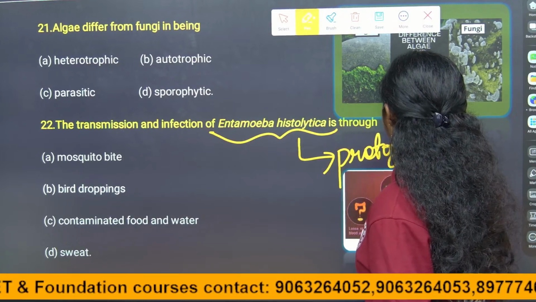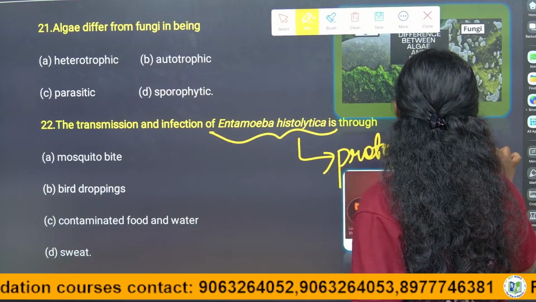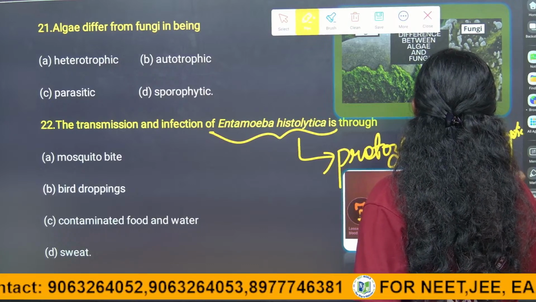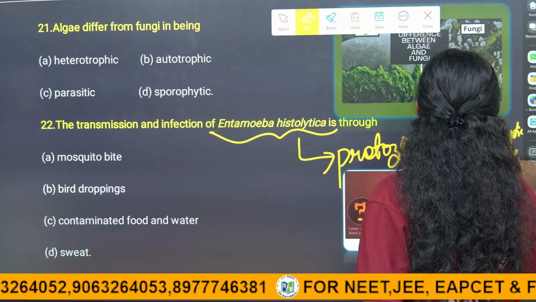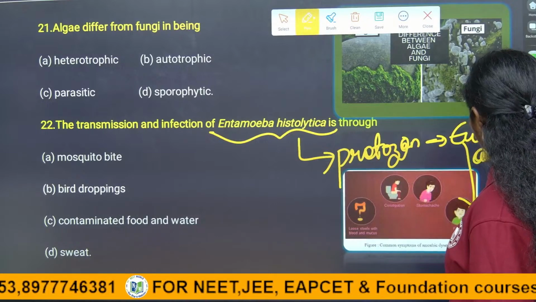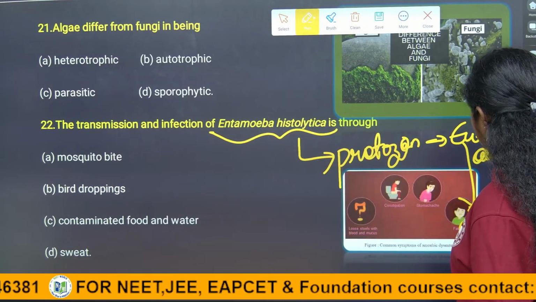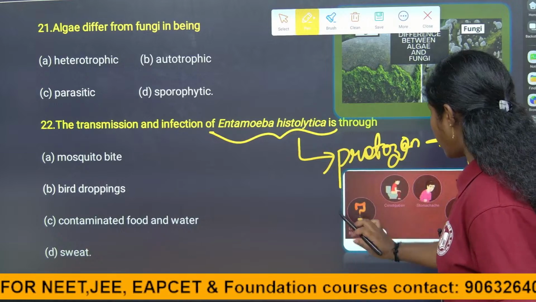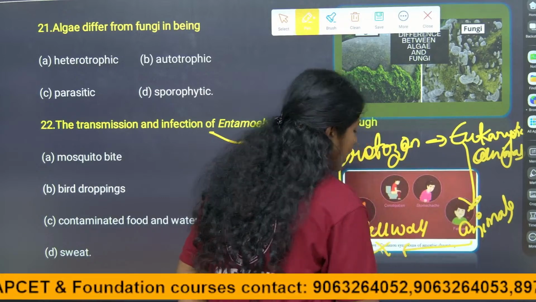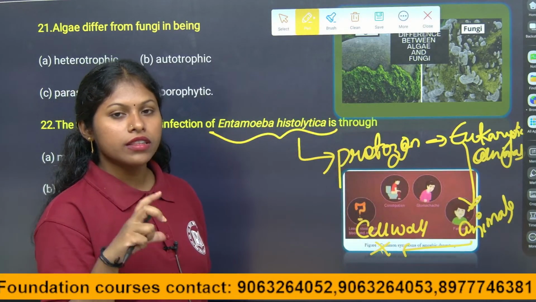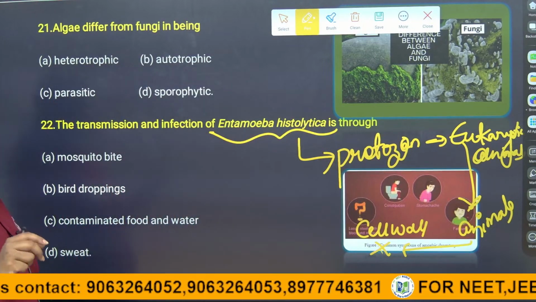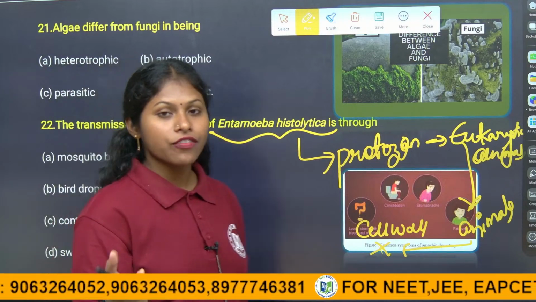Protozoans are the first eukaryotic animals. Why do we call them eukaryotic animals, children? Because they are similar to animals. Animal cells don't have a cell wall, and the same feature is shown by the protozoans also. That is why we consider Entamoeba histolytica as such. Protozoans are the first eukaryotic animals.